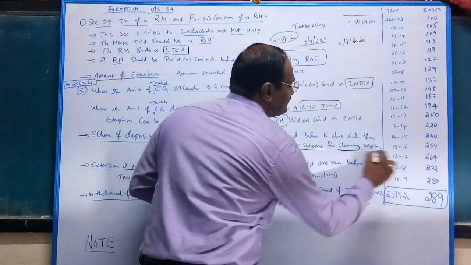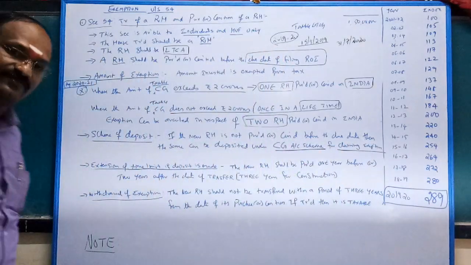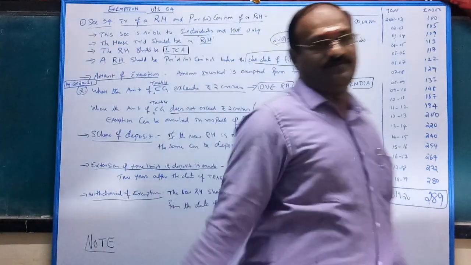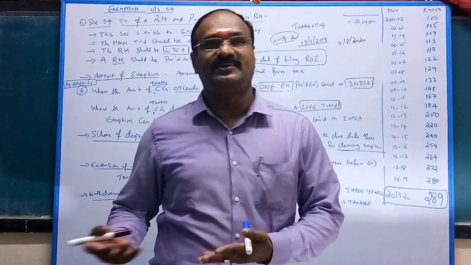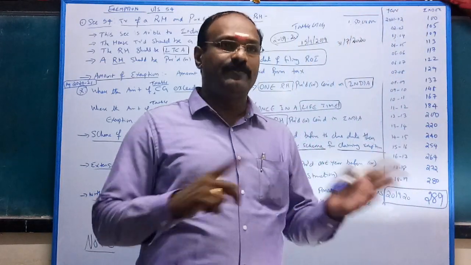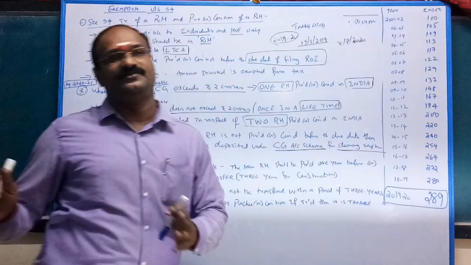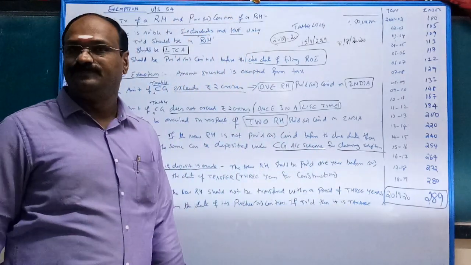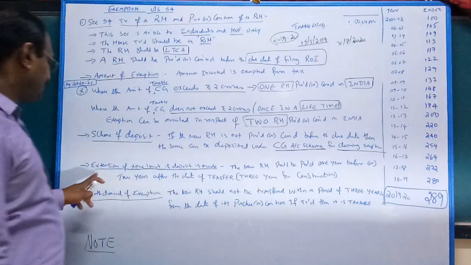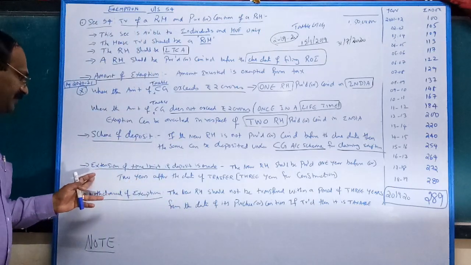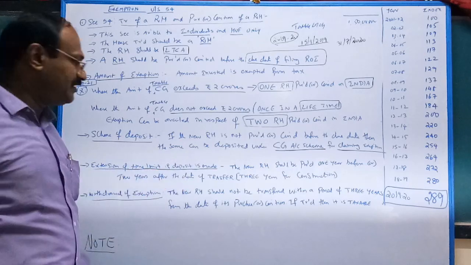For claiming exemption, for the time being, you can avail the exemption. "Sir, for the time being I have not purchased or constructed." Don't worry. If you deposit in a capital gain scheme account, the same is allowed as a deduction under section 54. But there is a time limit.